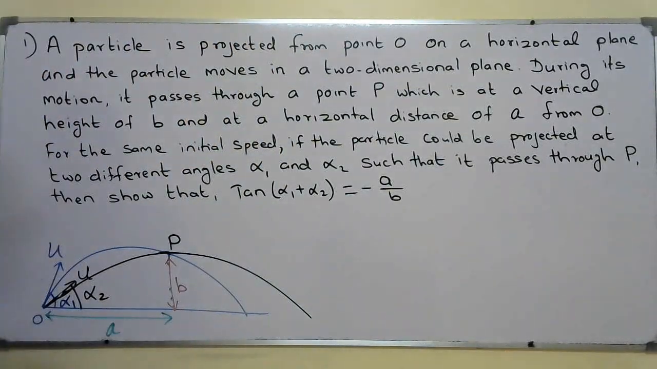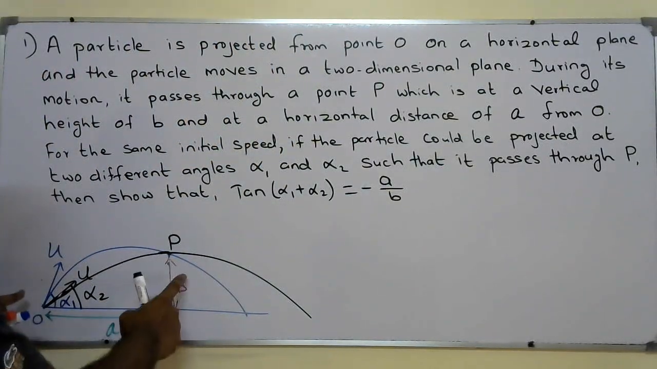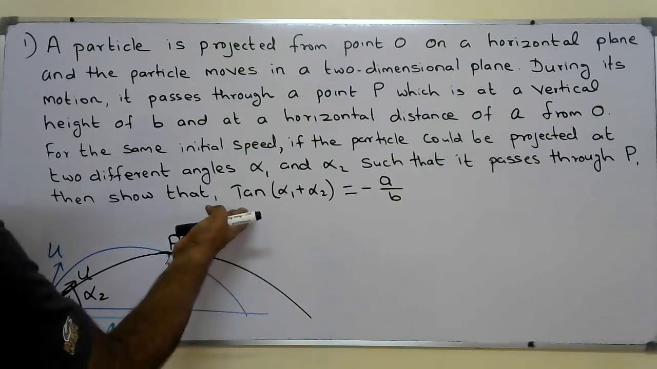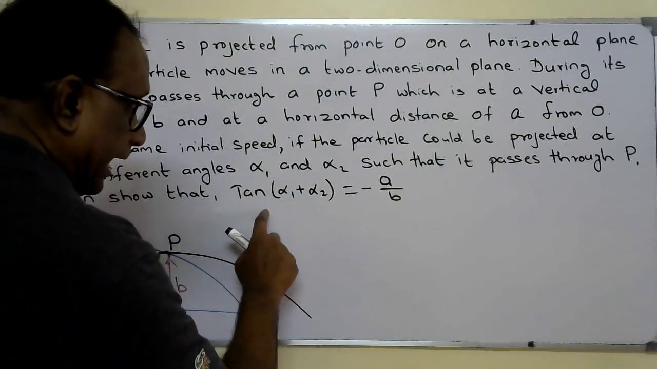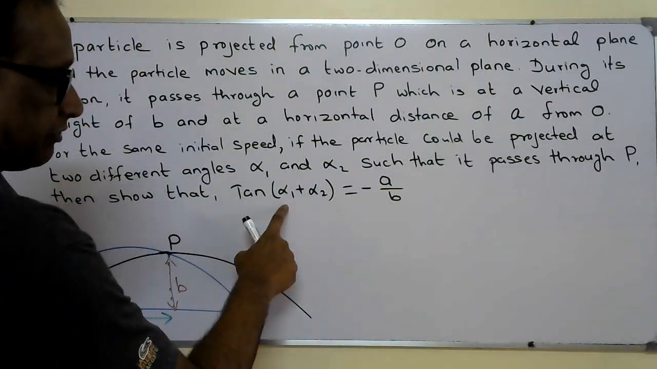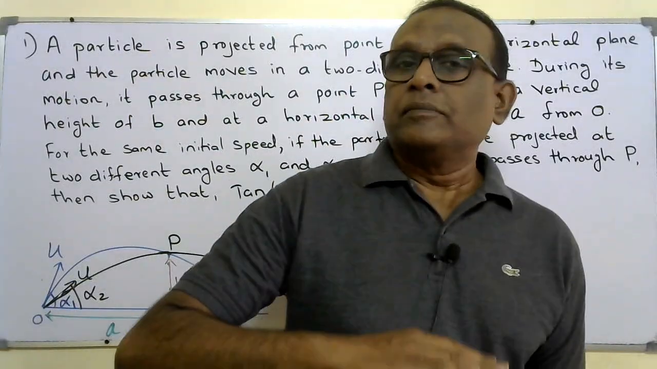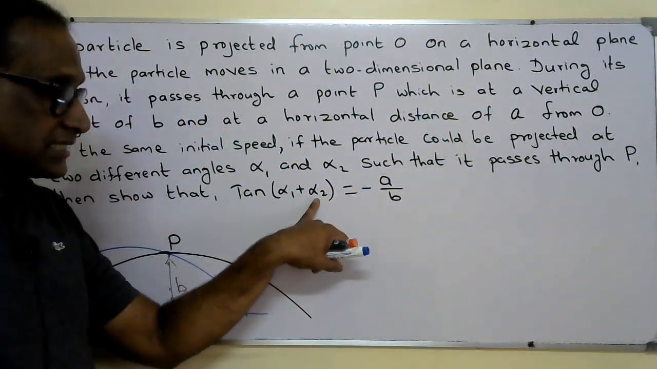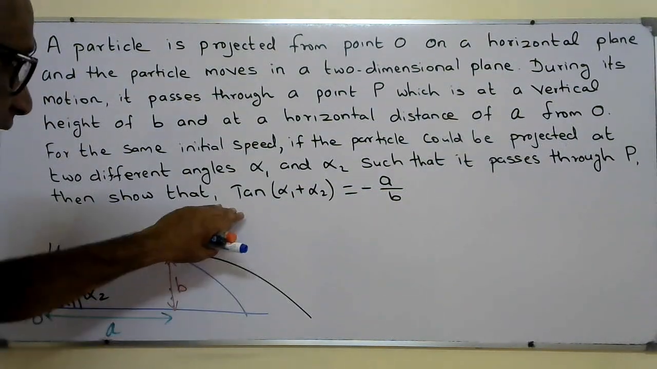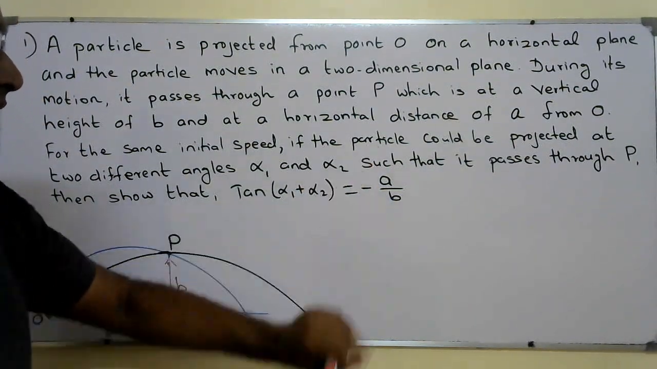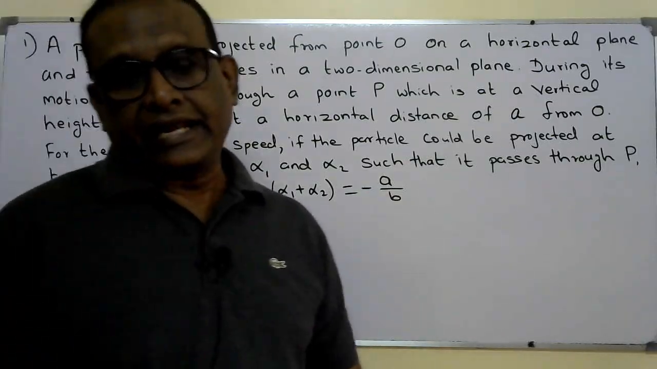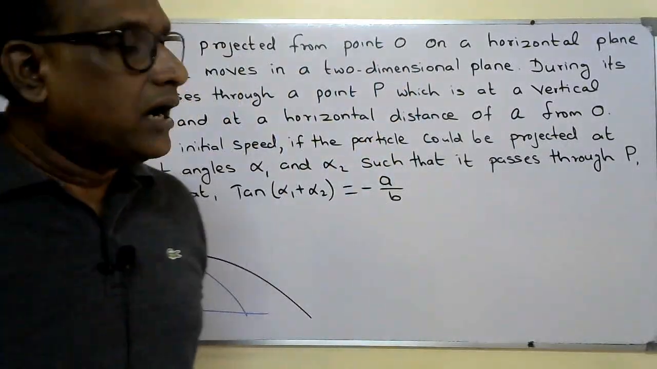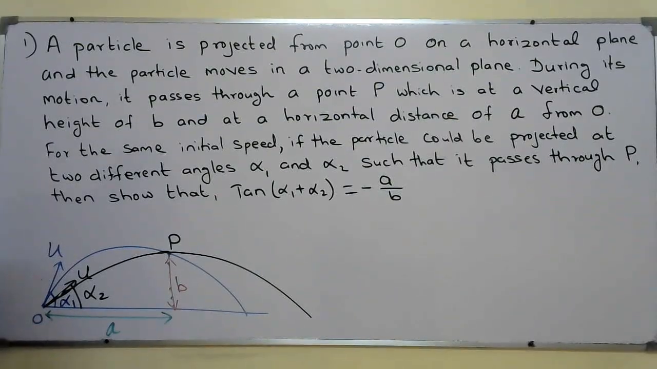Then, given the point P at horizontal distance A and vertical height B, we should show that tan of alpha 1 plus alpha 2, where alpha 1 is the angle of elevation of the first projectile and alpha 2 is the angle of elevation of the second projectile, is equal to minus A over B. We have to derive it. Okay, so we'll do that. You can see the question again. I'll give you just 30 seconds.